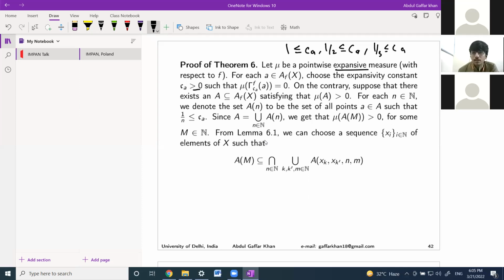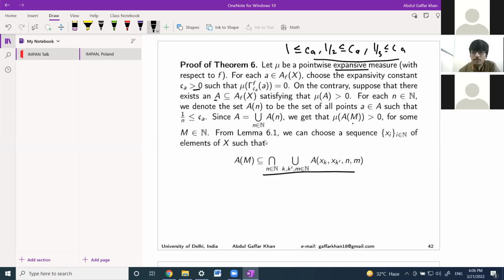So AFX is, for each A, we fix the constant C and we define a set A, so that the measure of A is greater than 0. So for each n, we denote the set A to be the set of all points as we have in the following way. So from lemma 6.1, AFX will be contained in this set. So in particular, AM will be contained in this set, where M is a natural number which corresponds to the set A, a subset of A, such that the measure of AM is greater than 0.